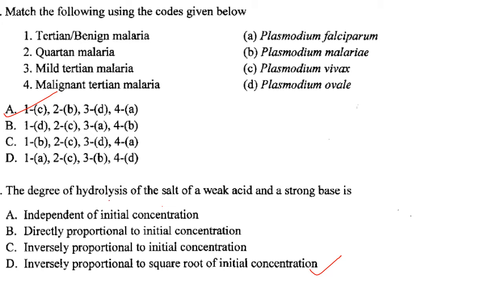Then next one. The degree of hydrolysis of the salt of a weak acid and a strong base is. So degree of hydrolysis of salt of weak acid and a strong base is given by the formula h, degree of hydrolysis, is equal to square root of Kh by C. So what is Kh? Kh is the hydrolysis constant and C is the concentration. So the degree of hydrolysis h of the salt of weak acid and strong base is inversely proportional to the square root of initial concentration. So answer is option D.